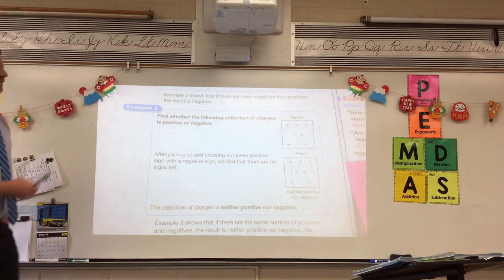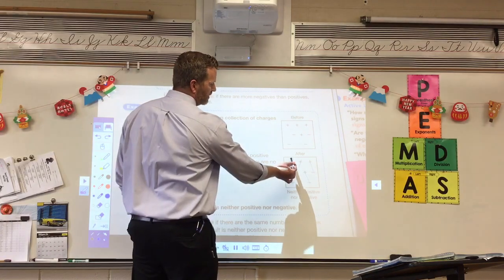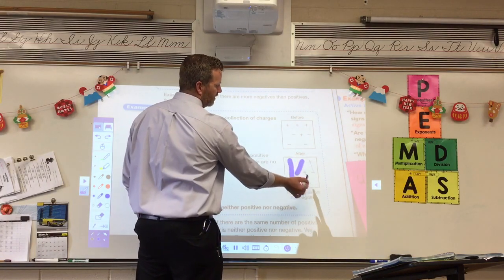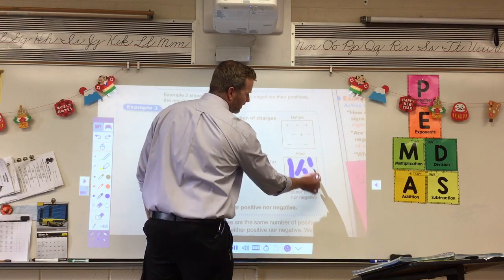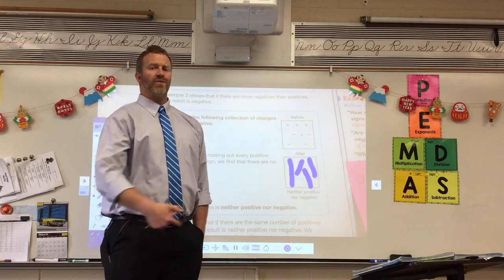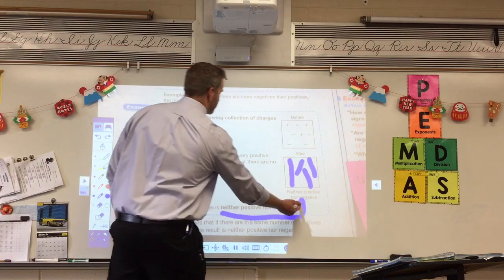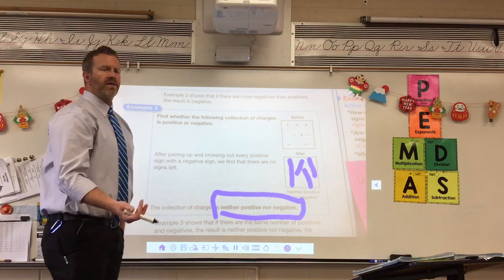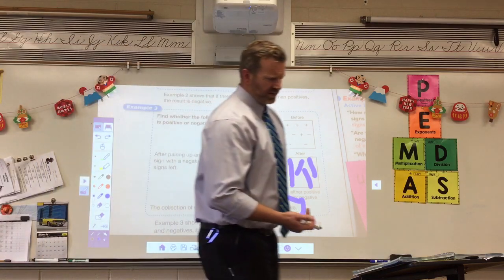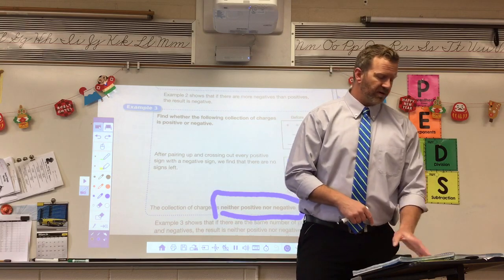All right. So let's find whether the following collection of charges is positive or negative. Here we go. Positive to negative, positive to negative, positive to negative, positive to negative. Uh-oh. We got a neutral one. There is no positive or negative charges here left over. So it is neither positive nor negative. So that's pretty easy, right? Awesome. Go ahead and turn a page with me in your books.